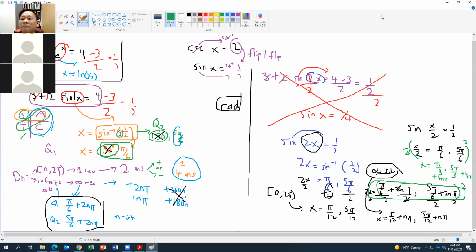But do we leave the answer just like that? There's like no reduction. Yes, it depends on the question. If a question asks for infinite solutions, then your answer will be pi over 3 plus 4n pi, and 5 pi over 3 plus 4n pi. But if a question is asking for 1 revolution, then your answer in this case is just pi over 3 and 5 pi over 3. You do not need a 4n pi.